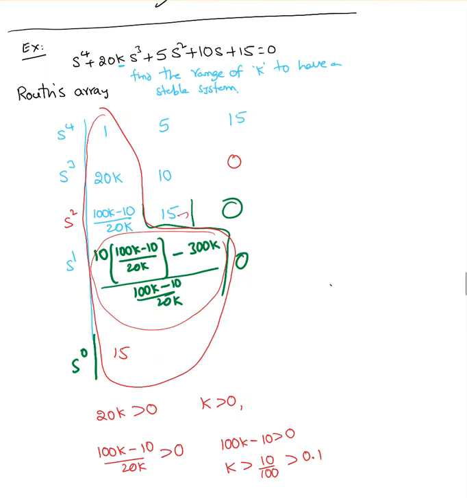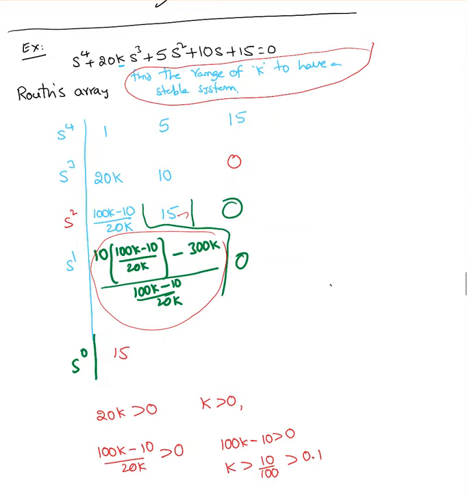Here is the next example. In this example, here also he's asking to find the range of k to have a stable system. Okay, so here it's s to the power of 4. Write down all the even number cofactors of s to the power of 4. So this is cofactor of s to the power of 4, cofactor of s square, constant. The next row you're going to write cofactors of s cube, which is 20k, and 10, 0.